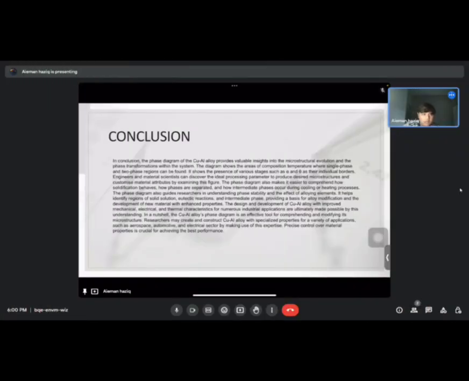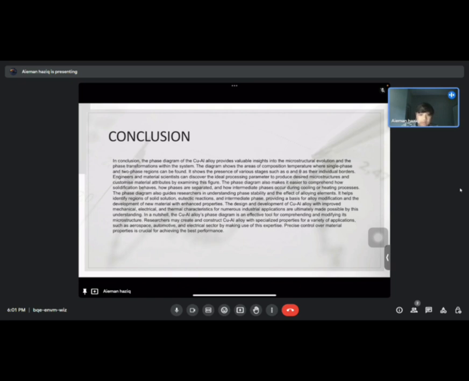So in conclusion, the phase diagram of the copper aluminum alloy provides valuable insight into the microstructural evolution and the phase transformation within the system. The diagram shows the areas of composition and temperature where single phase and two phase regions can be found. It shows the presence of various phases such as alpha and beta as individual bodies. Engineers and material scientists can discover the ideal processing parameters to produce the desired microstructure and customize material attributes by examining this figure. The phase diagram also makes it easier to comprehend how solidification behaves, how phases are separated, and how intermediate phases occur during the cooling or heating process.